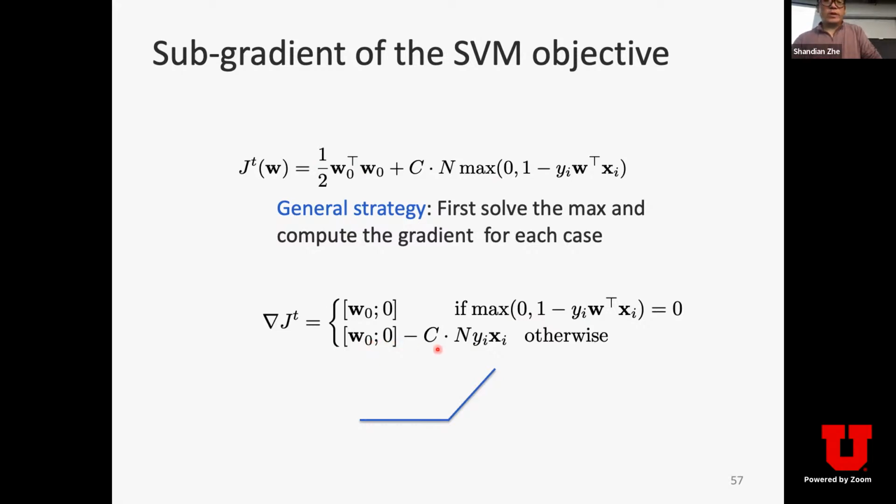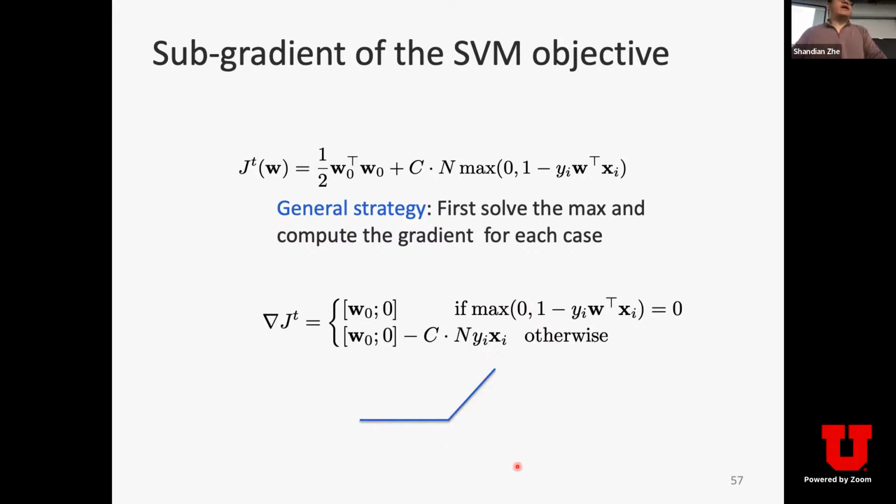So now we can see that we have constructed one version of the subgradient for the SVM objective. We just need to look at the value of this max function. If it's 0, you just pick the line with 0 slope. And if it's not 0, you just pick a line with this slope.